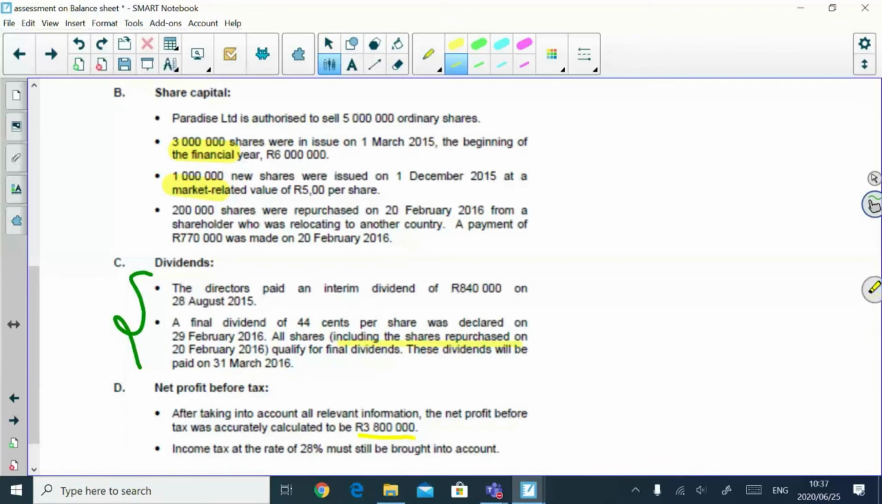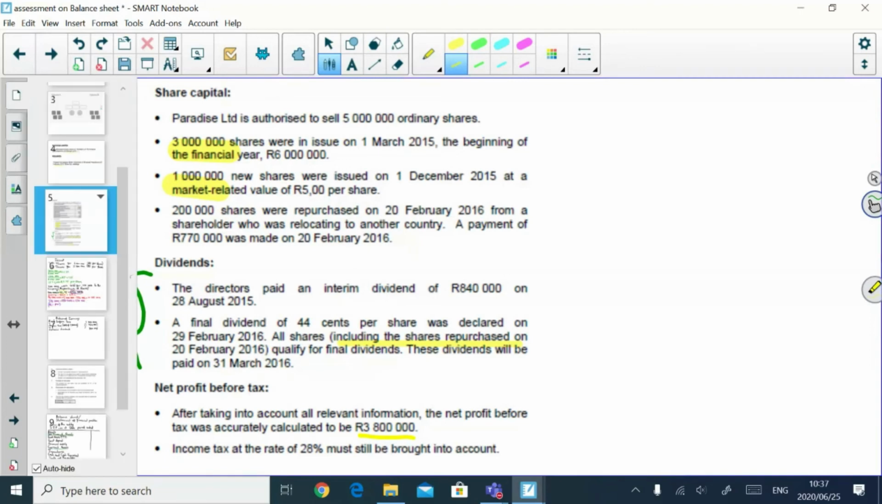Remember, it's an event that has been declared. That means it has to be recognized. So it was declared here on the 29th of February, even if it could be paid in the next financial year. So we record it with 44.